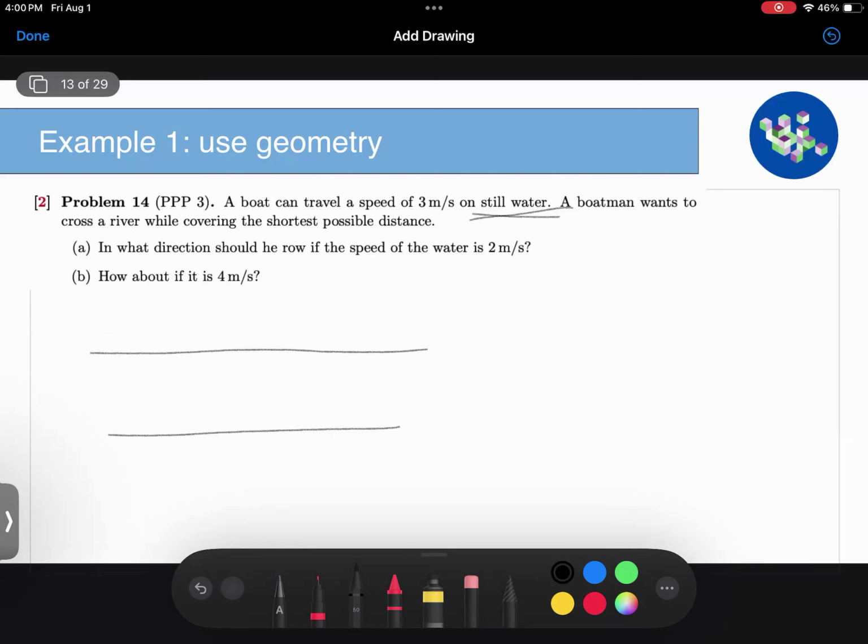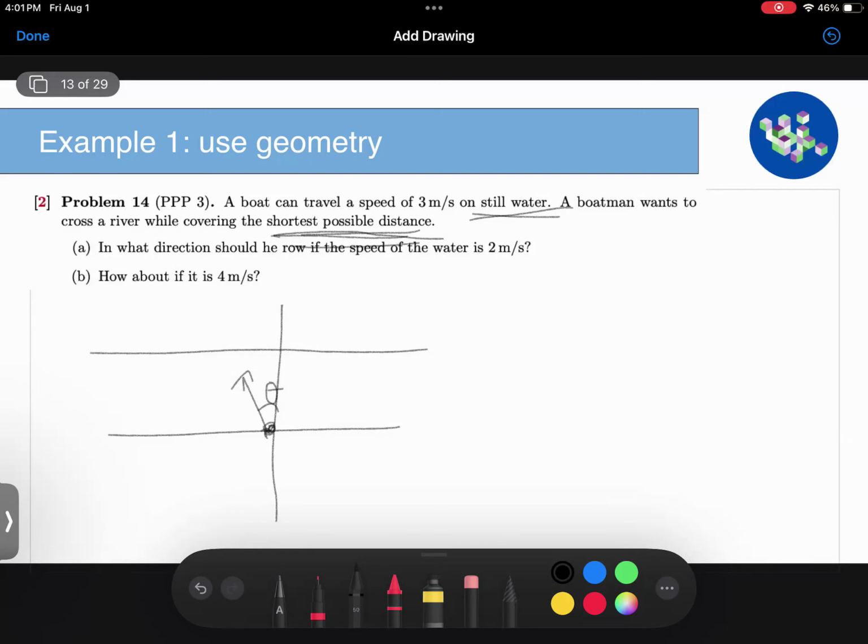So let's first say you have a boat and it can travel 3 meters per second, right? Now we want to minimize the amount of distance traveled. What does this mean? Well, geometrically, if we're starting at maybe this point over here, and the boat is traveling in this direction, and there's this angle over here, theta, we essentially want to minimize theta so that we cover the shortest possible distance.